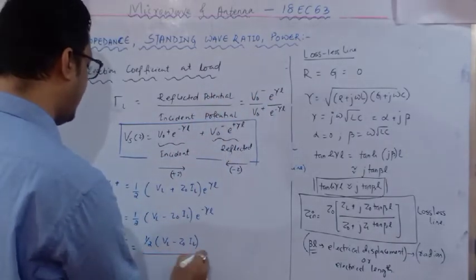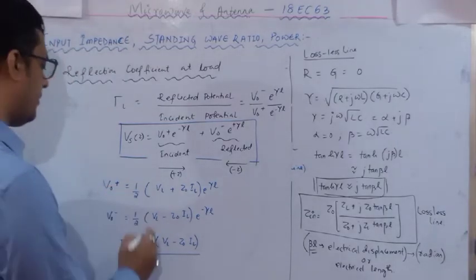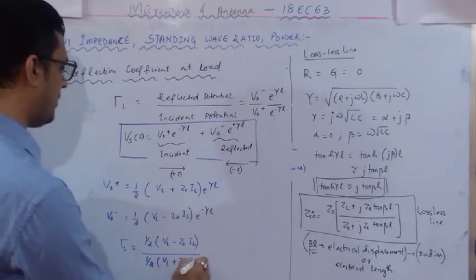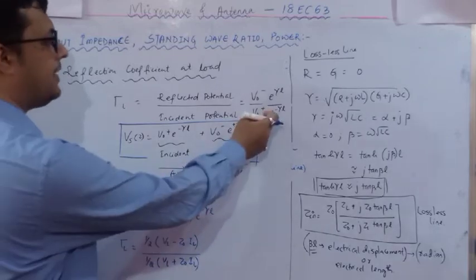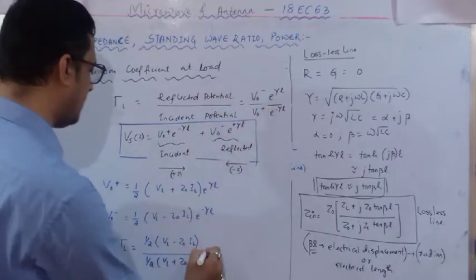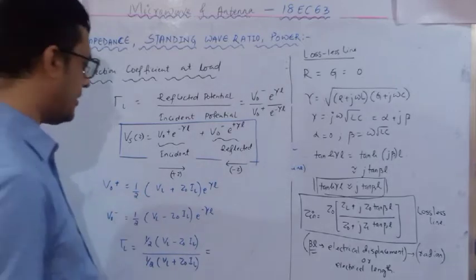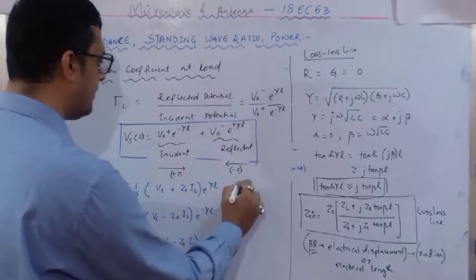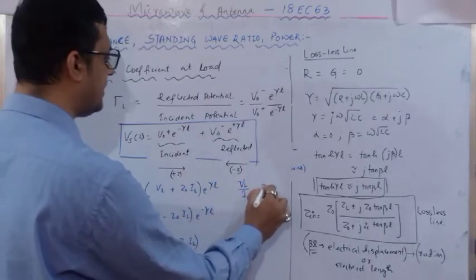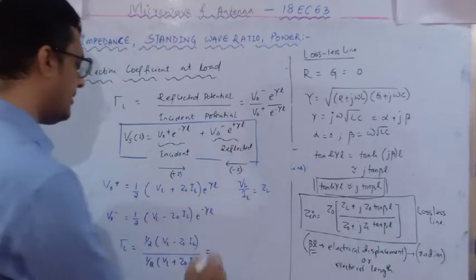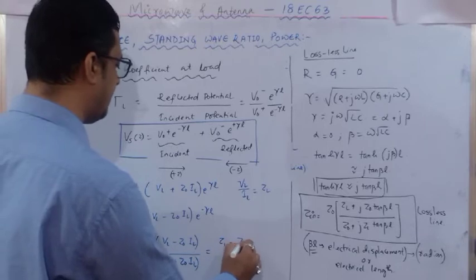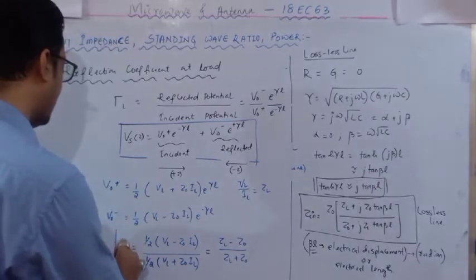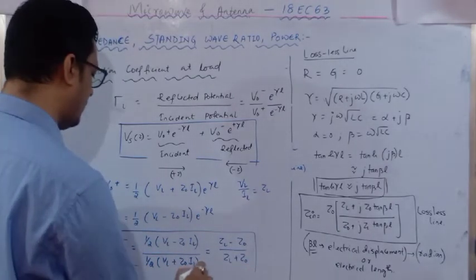Done. Divided by V0 plus. V0 plus is half of VL plus Z0 into IL e to the power gamma L, but here it is e to the power minus gamma L, so it will be cancelled out. So this half will be cancelled out. Now take this IL common from numerator and denominator. So you will get VL by IL, which is nothing but the load impedance ZL. If you rearrange this, you will get ZL minus Z0 divided by ZL plus Z0. So this is called my reflection coefficient at load.